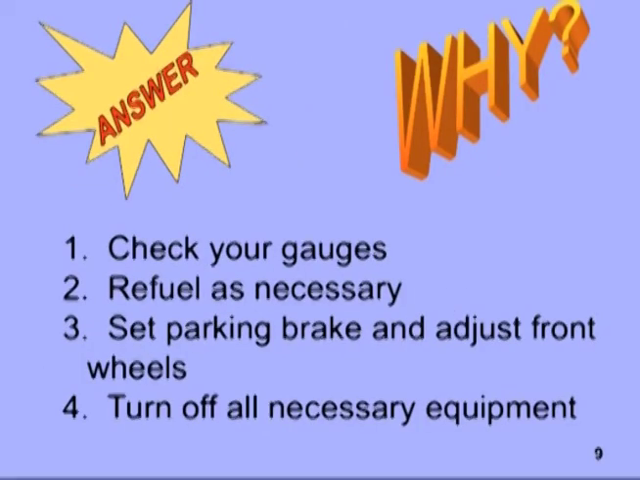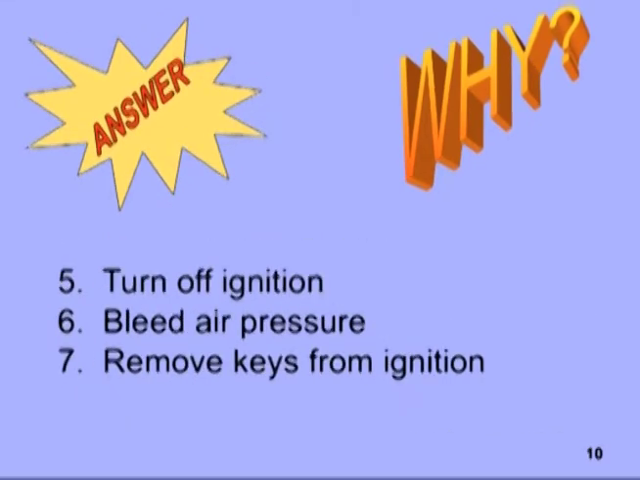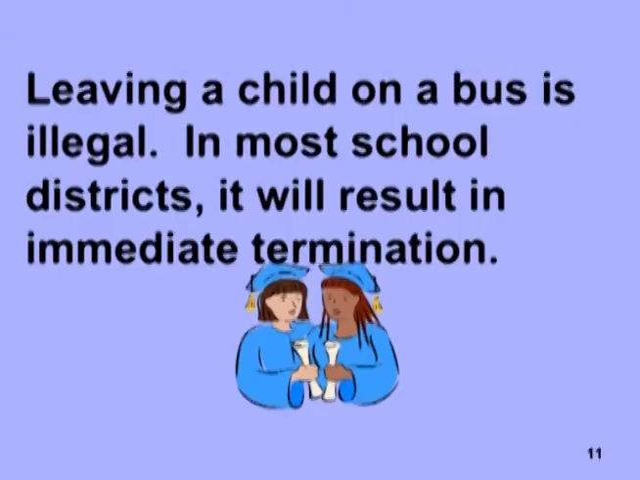Check your gauges, refuel as necessary, set your parking brake, and adjust your front wheels as necessary. Turn off all the ancillary equipment. Then turn off your ignition, bleed out remaining air pressure, and remove the keys from the ignition. Leaving a child behind is illegal.